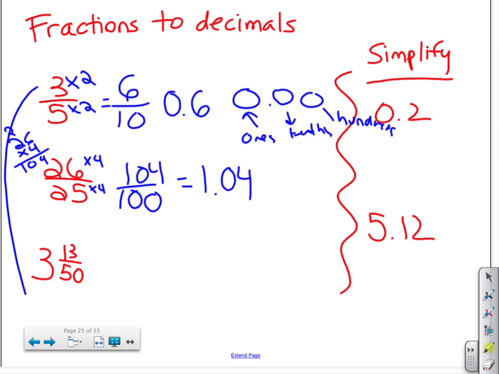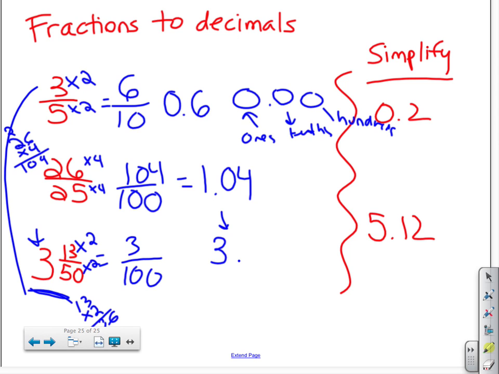This one says 3 and 13/50. This one's a mixed number. Already looking at this, I know that my decimal is going to be 3 point something because I have 3 wholes here, so I have to have three wholes here. I need to change this fraction to either 10 or 100. I'm going to do times 2 to make my denominator 100, and I'm going to do 13 times 2. If you don't know this, then you need to write this off the side, and you get 26 hundredths. Don't forget that you have these 3 wholes, and you need to carry it over. So I have 3 and 26 hundredths, so I'm going to write 3.26.